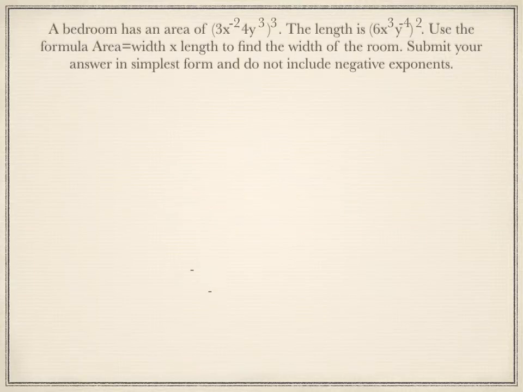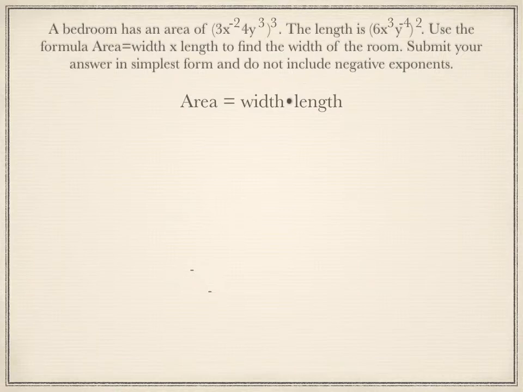Our first problem reads, a bedroom has an area of (3x^-2 y^3)^3. The length is (6x^3 y^-4)^2. Use the formula area equals width times length to find the width of the room. Submit your answer in simplest form and do not include negative exponents.